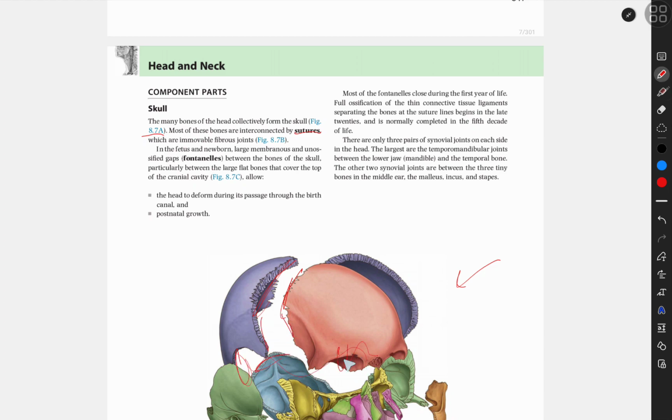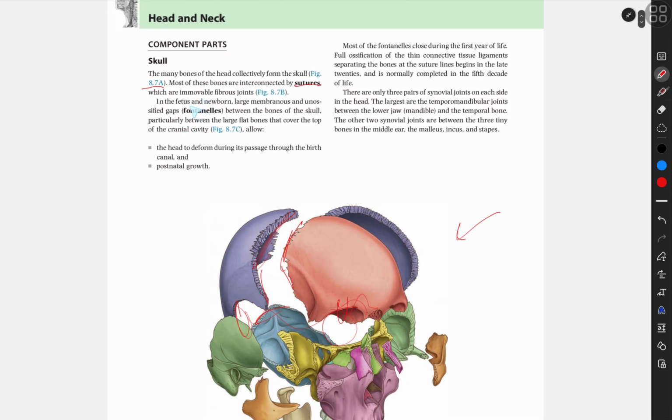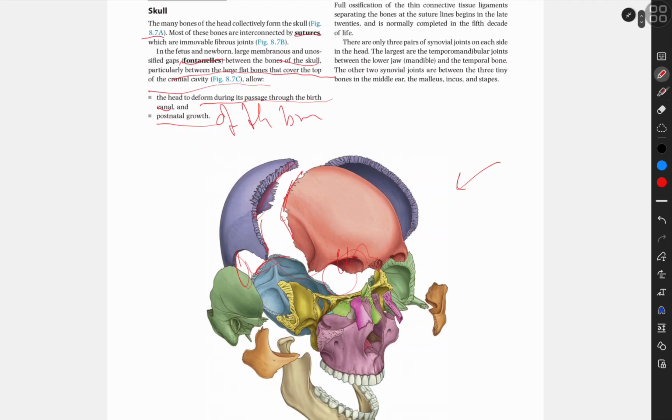Oh, no, not this one. This is the orbital cavity, but still, you get the point. In the fetus and newborn, large membranous and unossified gaps, fontanelles, between the bones of the skull, particularly between the large flat bones that cover the top of the cranial cavity, 8.7c, allow the head to deform during passage through the birth canal and postnatal growth of the brain.